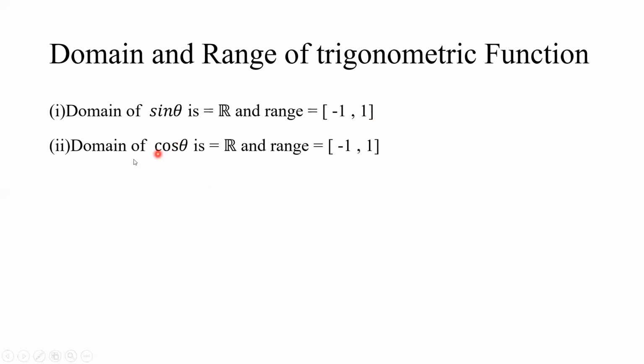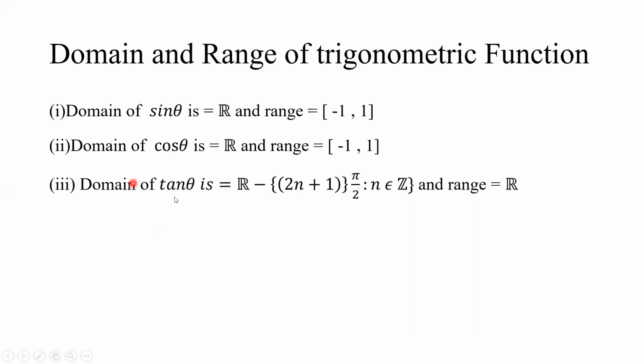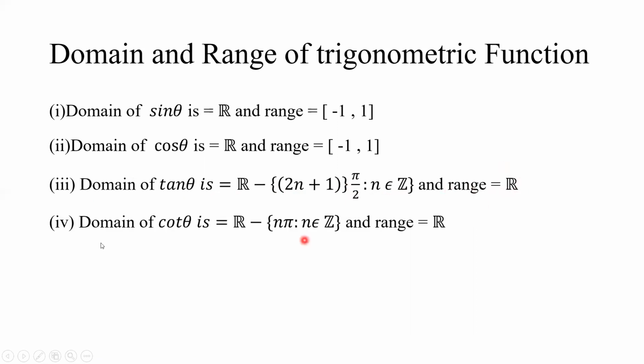Also, domain of cos theta is real number, all real number, and range is -1 to 1. Domain of tan theta is real number minus (2n plus 1) pi by 2, where n belongs to Z, and range is all real number. Domain of cot theta equal to R minus n pi, such that n belongs to Z, and range is all real number.